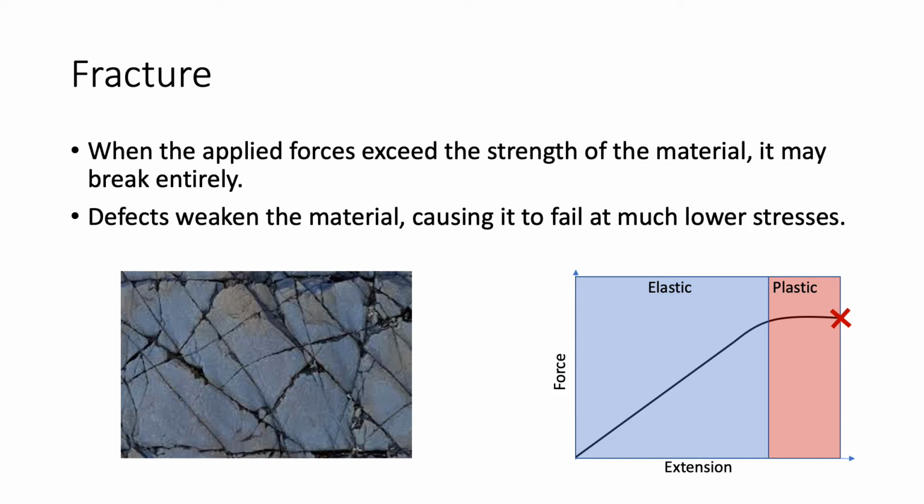Now, one important thing to note is that pre-existing defects in a material can reduce their strength by a lot, even if the defect is small. This causes the material to fail at much lower stresses. So, an example of a pre-existing defect might be a fracture in a rock. That way, when you put forces on the rock, it's much more likely to fail along that pre-existing fracture.